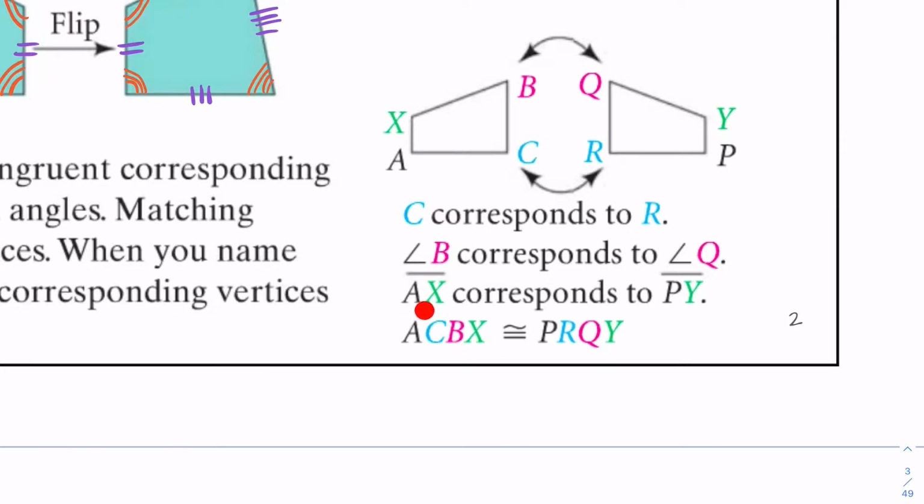AX, this segment here, AX corresponds to PY. They're both congruent. Angle B corresponds to angle Q. Point C corresponds to point R. So we're talking about congruence for these angles and for the side lengths.